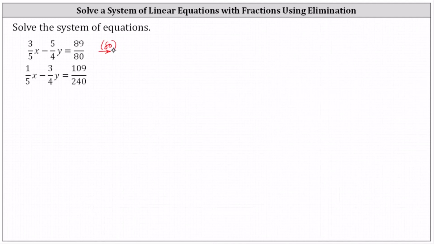And for the second equation, we have 1/5 x minus 3/4 y equals 109/240. 240 is the least common denominator. We will begin by multiplying both sides of the second equation by 240. Let's go ahead and show the products.